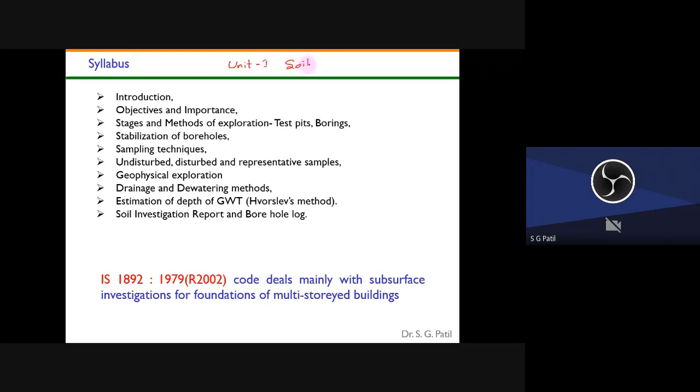Soil exploration. Okay. So here is the syllabus of this chapter.